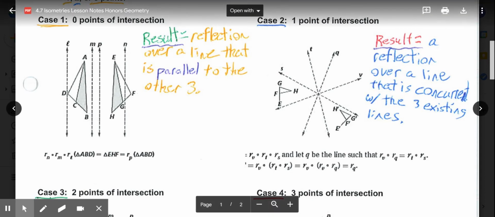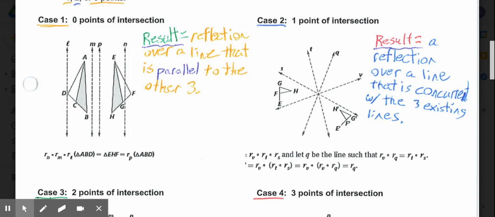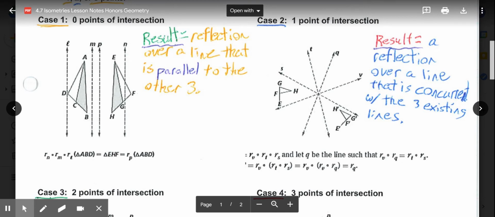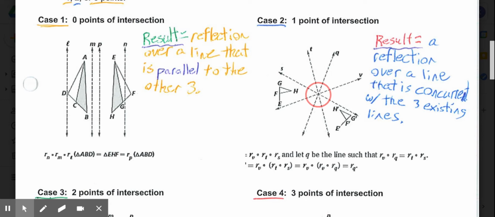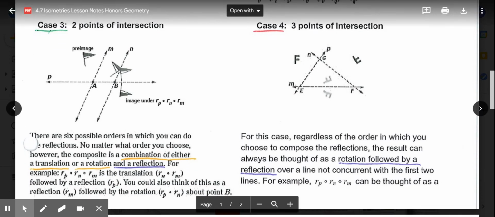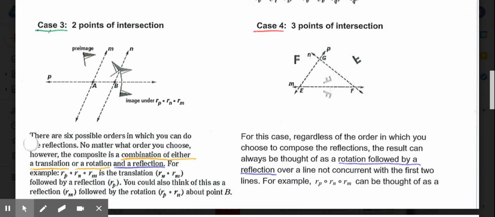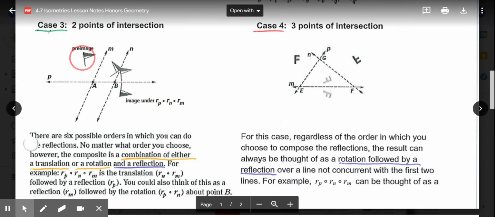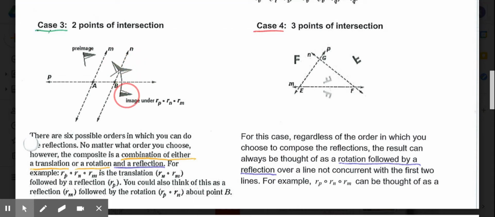So the first one was a reflection over a parallel line. The second one is a reflection over a line that's concurrent, meaning they all meet at the same point with the other three. In case 3 then, what if we have 2 points of intersection? So our pre-image here, our final image here. We're reflecting over M, then N, then P. So this gets reflected over M, then over N, finally over P.